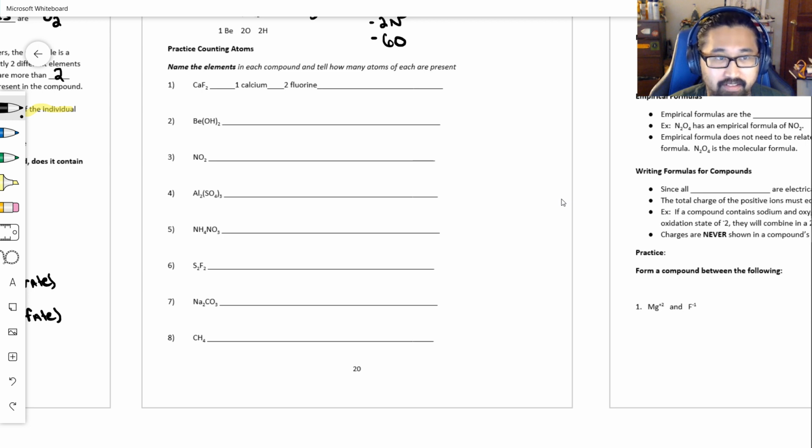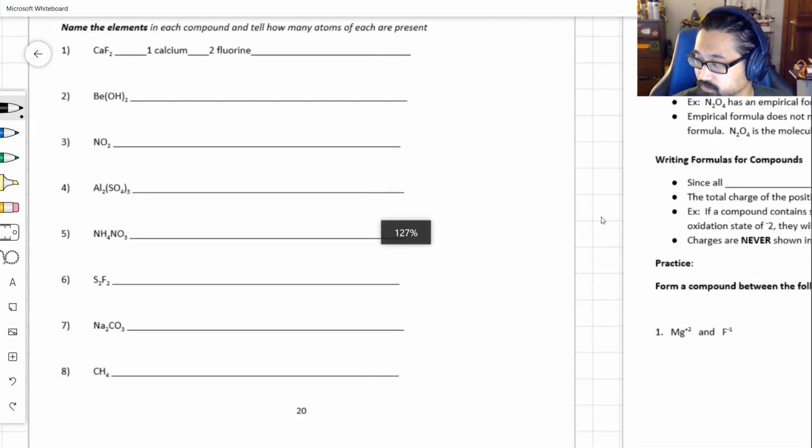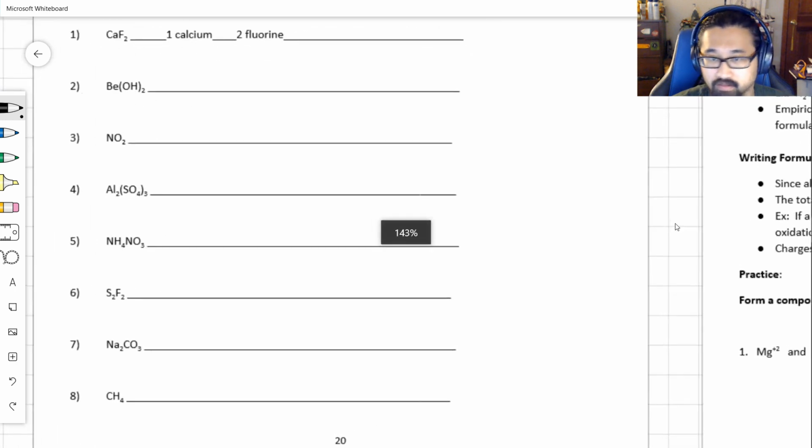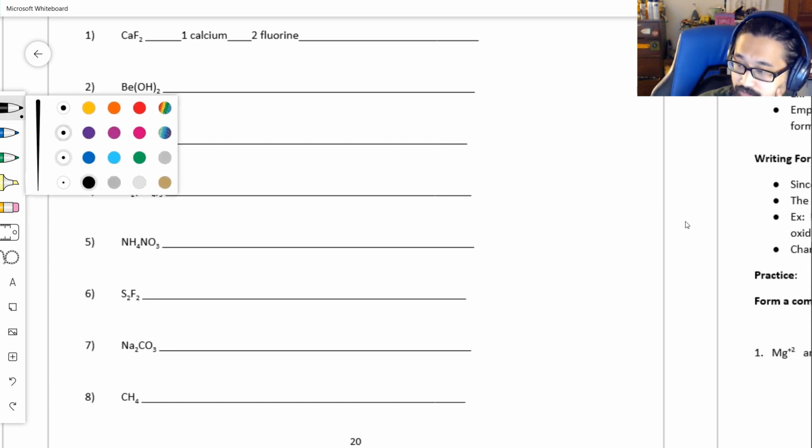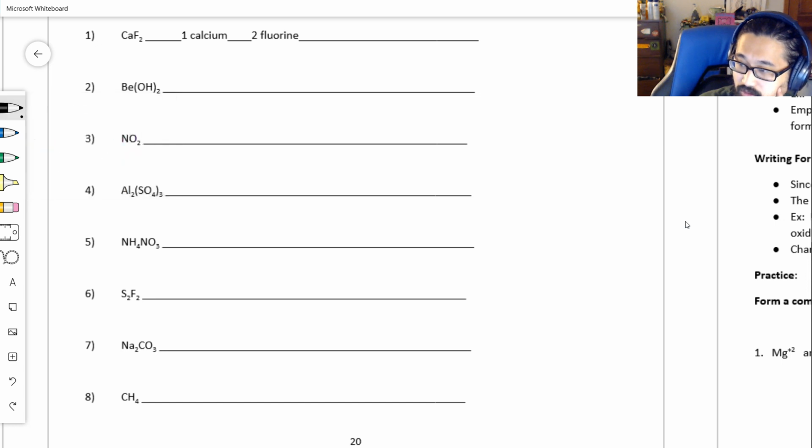In any case, let me pick up right where I left off here on page 20. And let's go through these counting examples, right? Just counting. So, if I zoom in a little bit, just to see things a little easier. That's better. Alright.